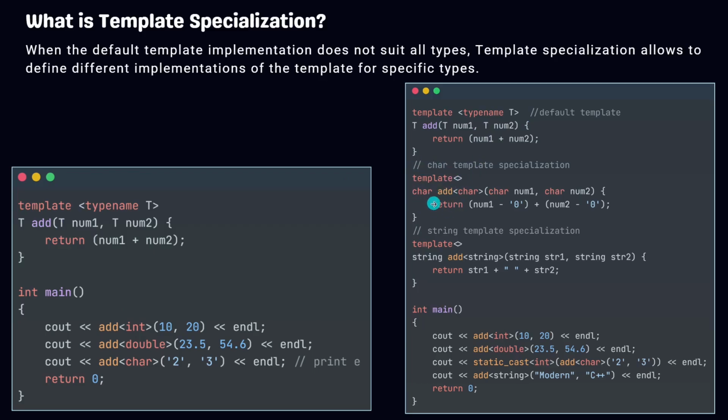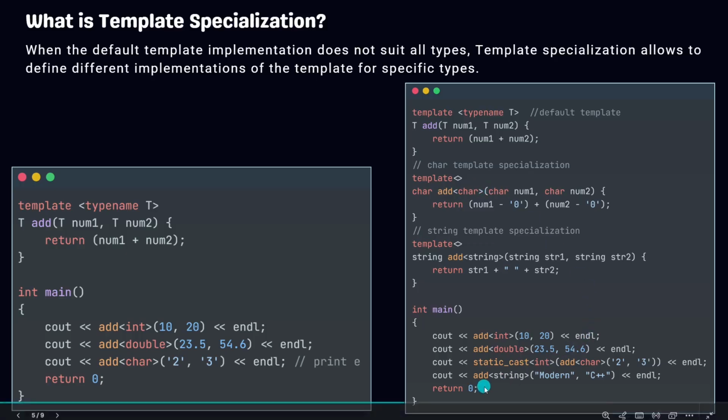Now this method, this character add, works for the character data type. Here we are writing template, then plain brackets, character add. Here we are specializing, specifically writing our special data type, character num1, character num2, and we are doing a basic addition operation using the ASCII character. So the implementation can be changed. Here we have a different implementation than this one. So this template add method will handle the character data type.